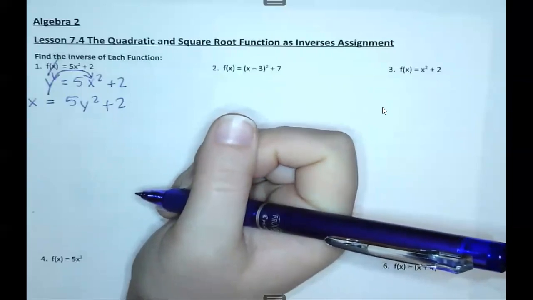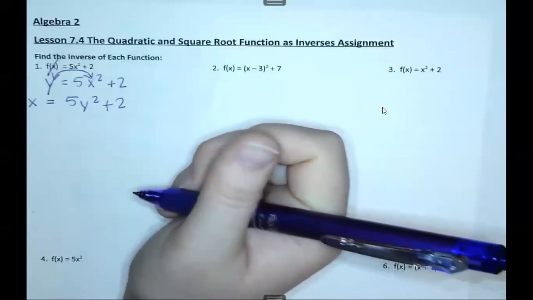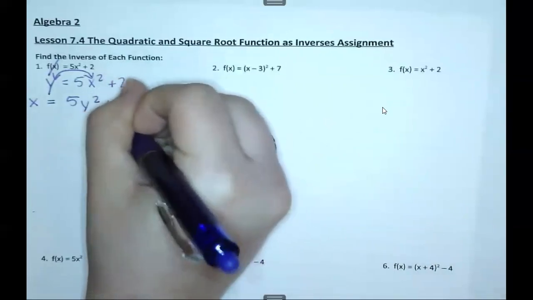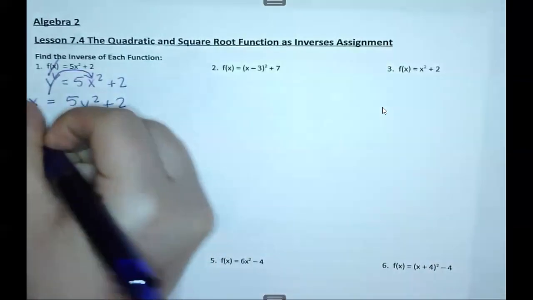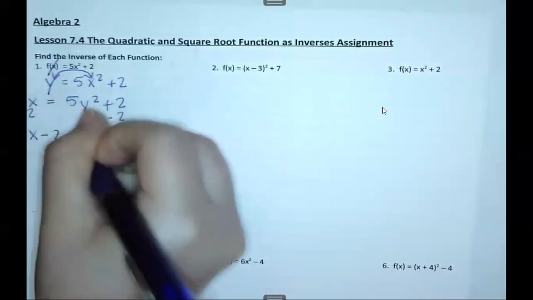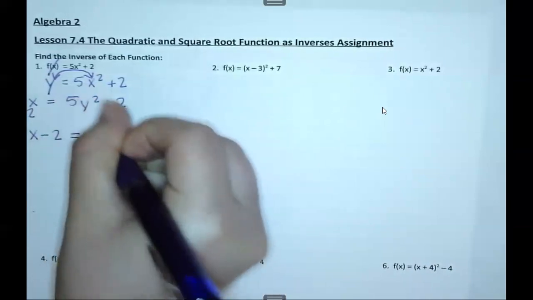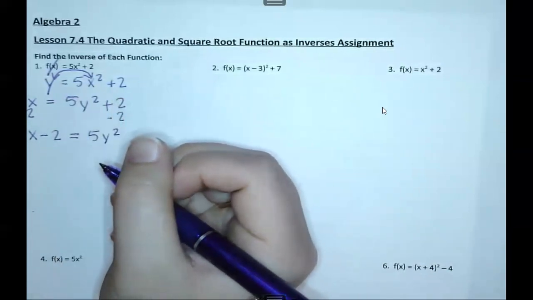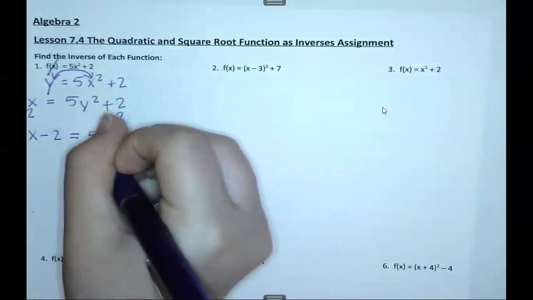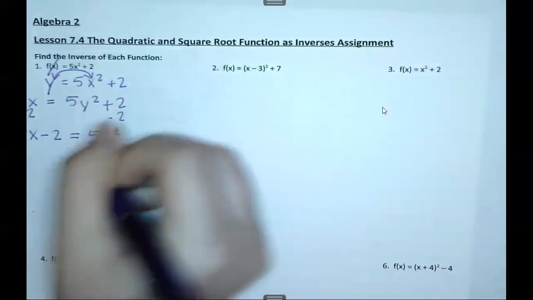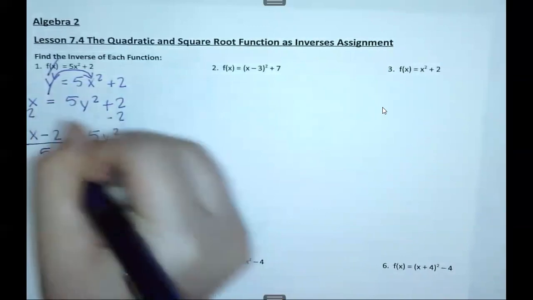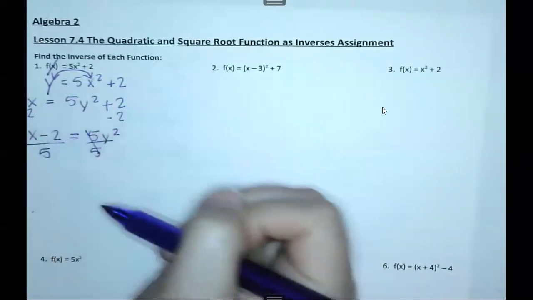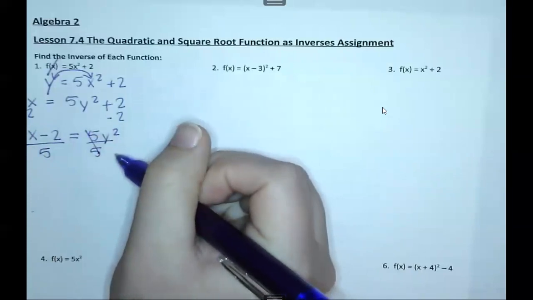Now our goal is to get y by itself. So you would solve this just like any equation. So your first step would be to move the 2. So I subtract 2 from both sides. And now I have x minus 2 is equal to 5y squared. Now I need to get rid of the 5. So I'm going to divide both sides by 5. And now those go away. So now I have x minus 2 over 5 equals y squared.